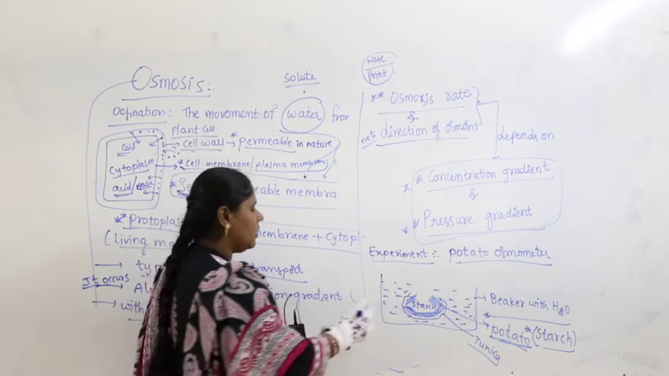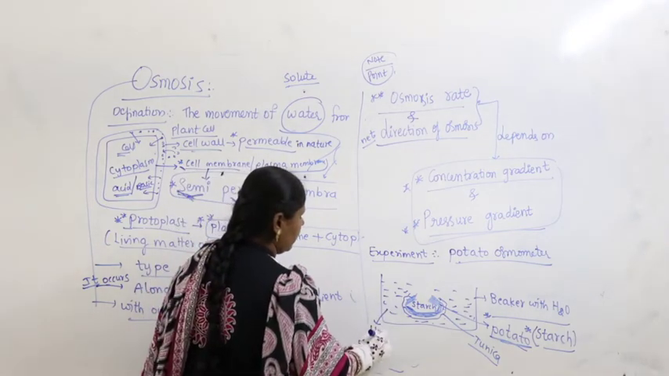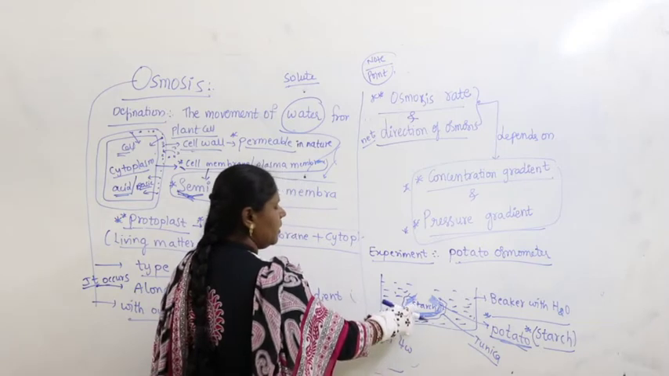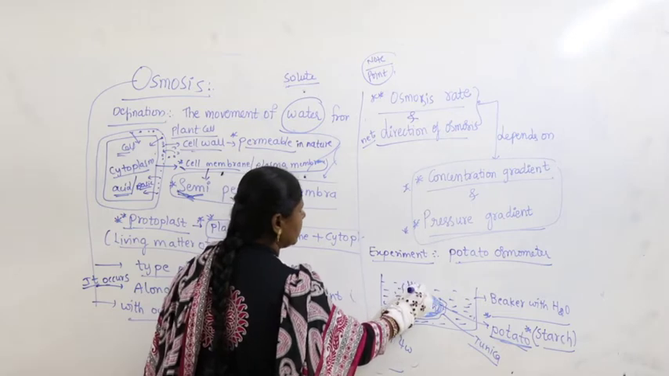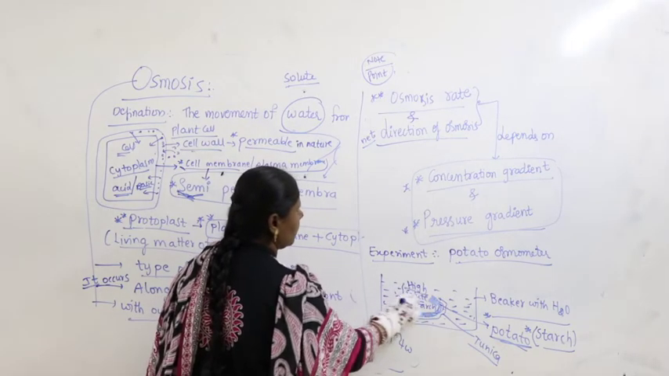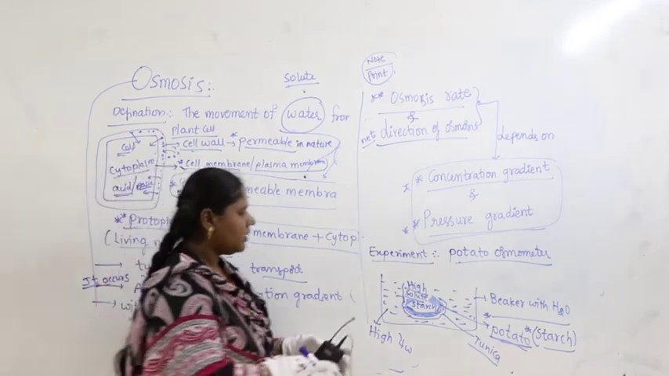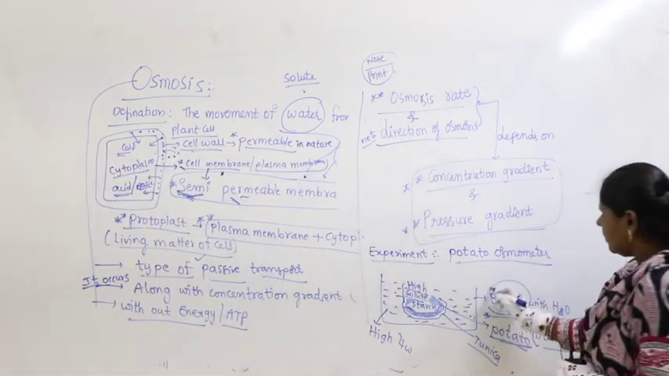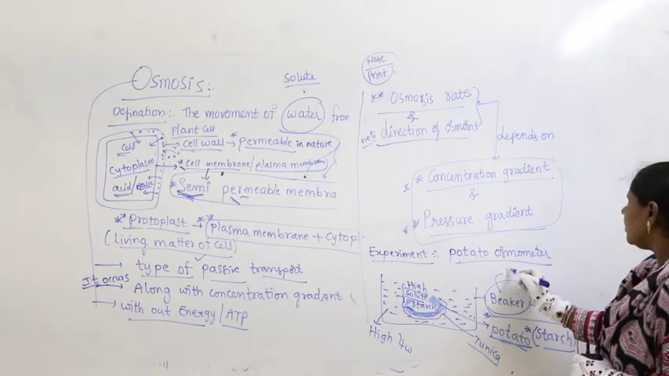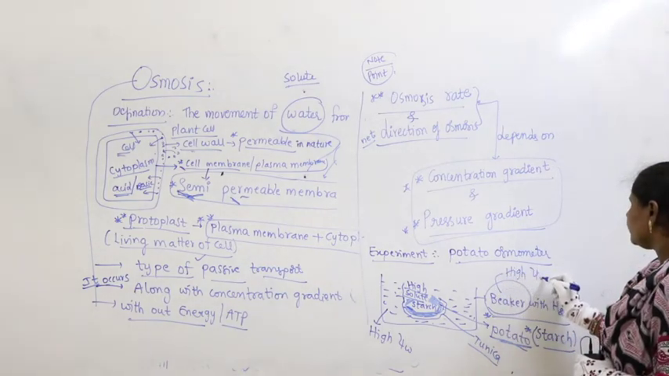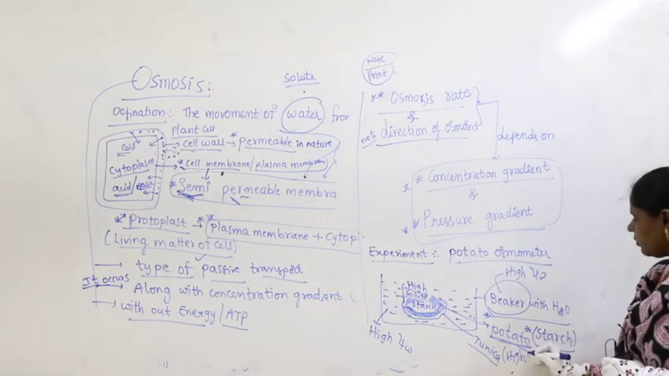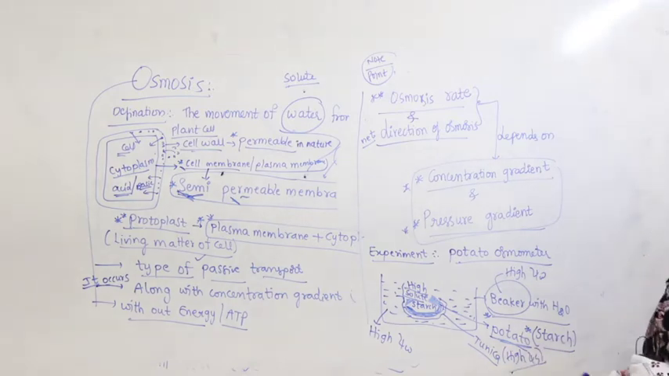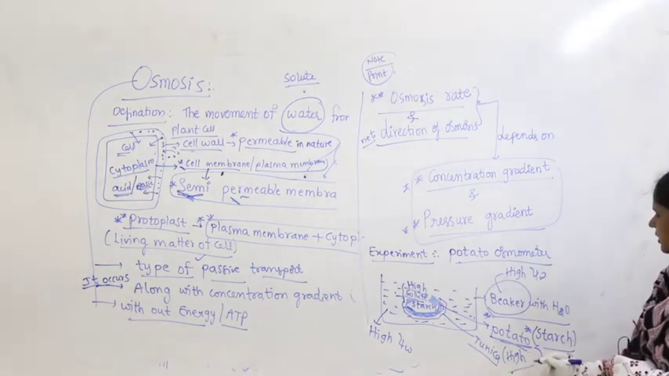Then what happens here? In the water you find high water potential. Inside the potato what do you find? High solute concentration. Yes or no? I will write it here: the beaker has high water potential. And inside the potato, the potato has high solute potential. Okay, or better you can write high solute concentration.